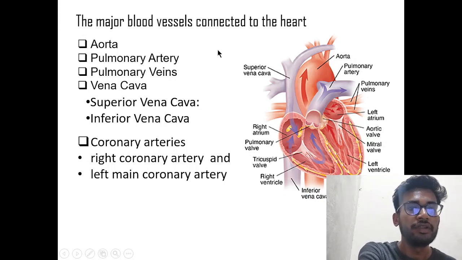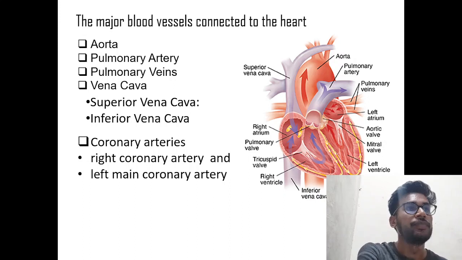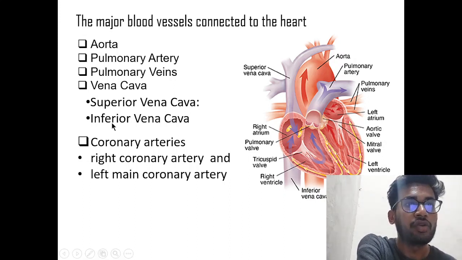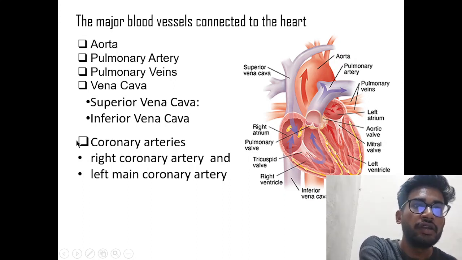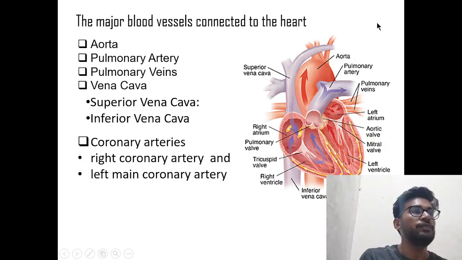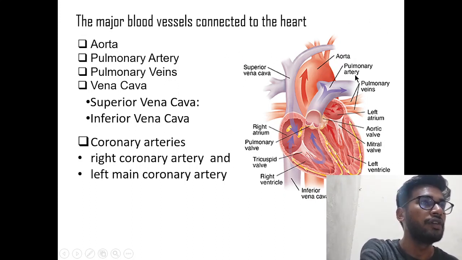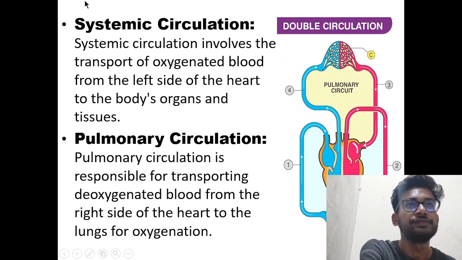Next we'll see the major blood vessels connected to the heart. They are the aorta, pulmonary artery, pulmonary vein, and vena cava, which consists of the superior vena cava and inferior vena cava. One more blood vessel helps in the transportation of blood within the heart: the coronary arteries, consisting of the right coronary artery and left main coronary artery. This is the general diagram of our heart. We can see the right superior vena cava, aorta, pulmonary artery, pulmonary vein, and all those different parts.